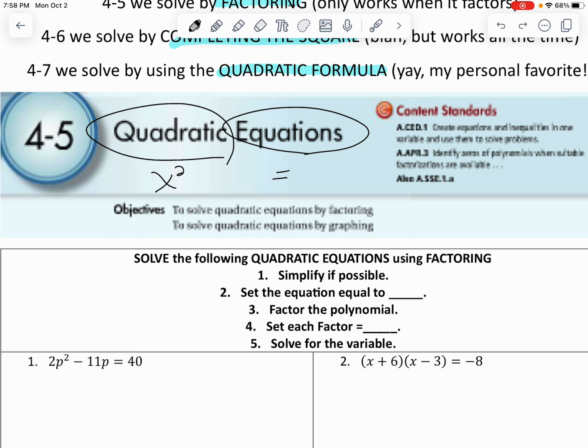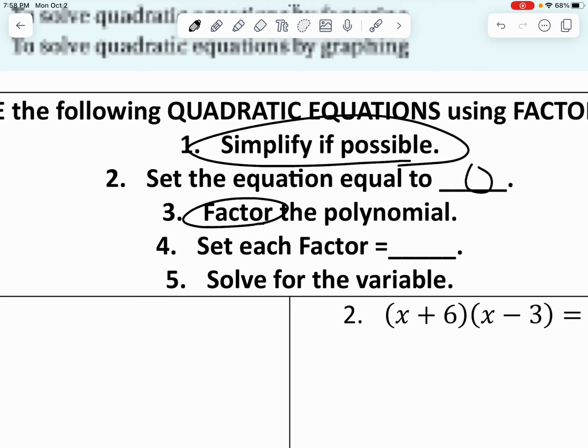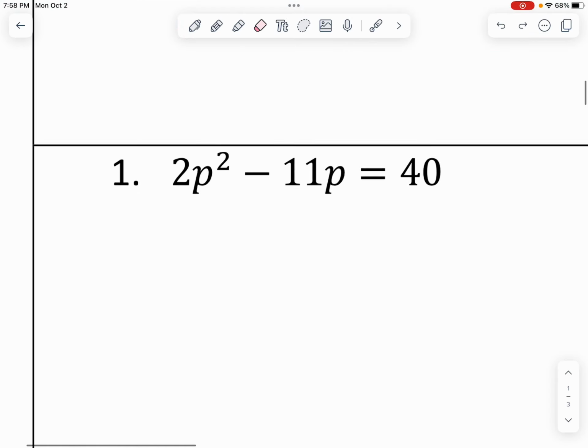All right, I have steps. Kids like steps. Step 1, simplify if you can, so like multiply, whatever that is. After you simplify, set the equation equal to 0. Then you're going to factor, and they should hopefully know how to do that. Then you're going to set each factor equal to 0 and solve for the variable. Now we've got our steps. I'm going to encourage the students to take a screenshot of that right there, just like I did, so that we can try to solve.